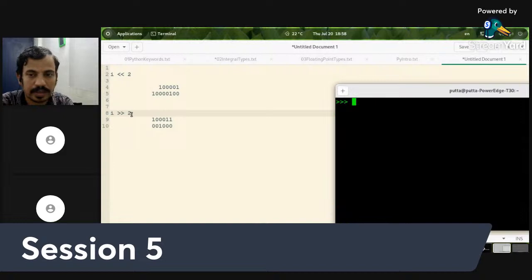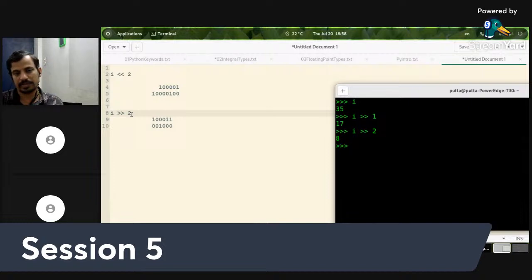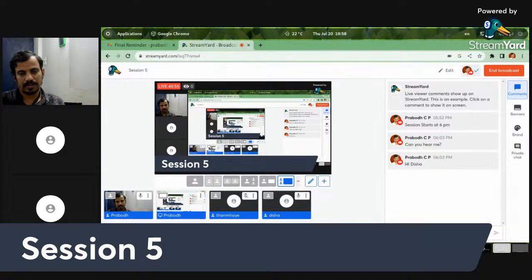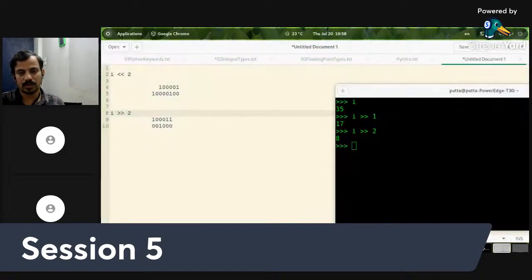Let's take the value of I to be 35. I right shift by one position is 17. I right shift by two positions is 8. So do you see any relation between these values when we do right shift? They are integer divisions by 2, powers of 2. Okay, so I right shift by 1 is divide 35 by 2 but perform integer division.